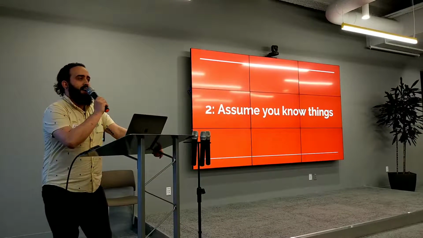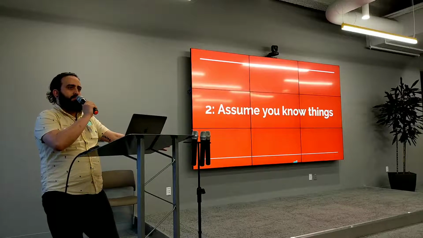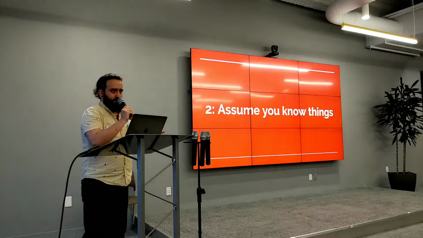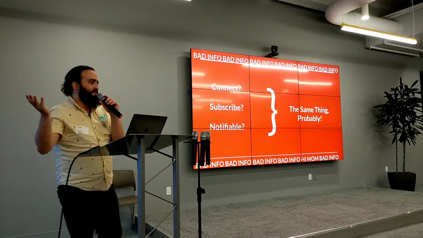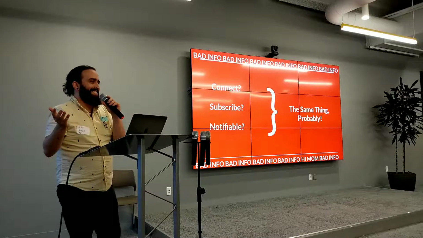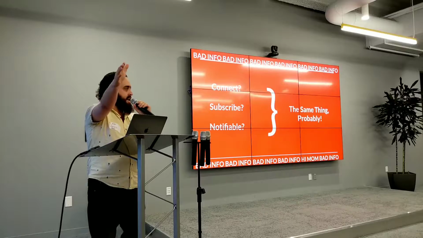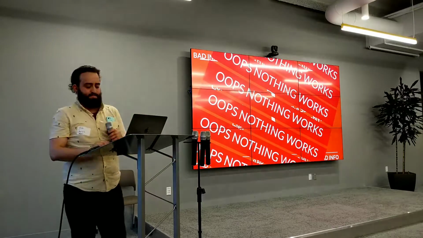Step 2, assume you know anything at all. Literally anything at all, just assume you've once held information in your head. Like, for instance, you've looked at the Bluetooth spec and you've seen everything it has to offer, so connect, subscribe, notifiable, these are all the same thing, guys. You don't have to think too hard about it. They all mean some vague form of the word connect, and that means they're interchangeable. Oops, nothing works.